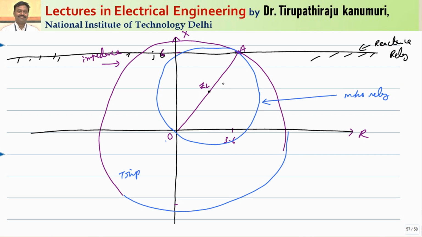So now coming to the reactance relay, if you are taking the maximum torque angle as 90 degrees, automatically this relay characteristic line will come as a horizontal line. So this line will be plotted at J is equal to 6. Less than this, it will operate.